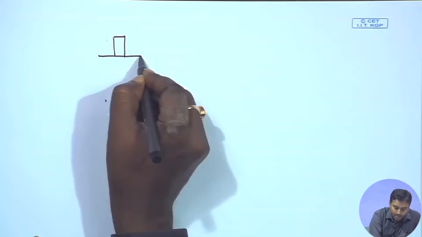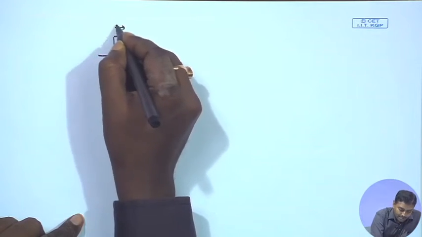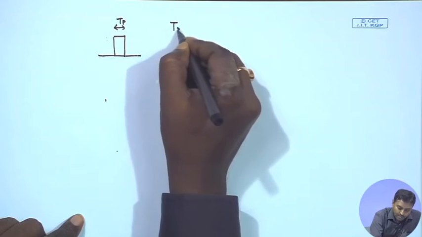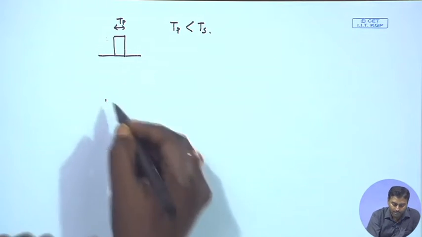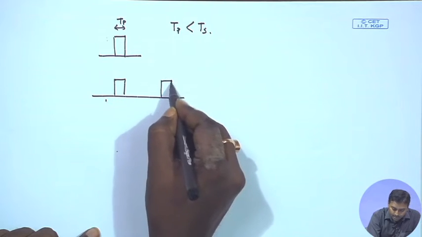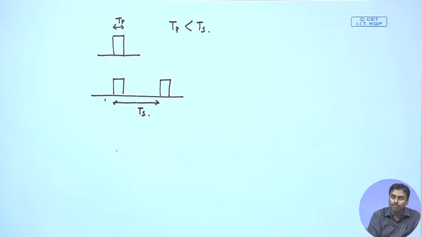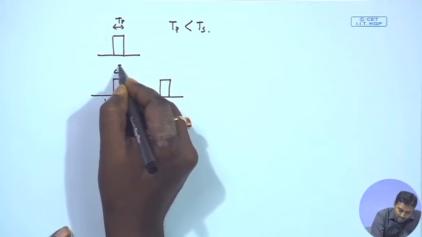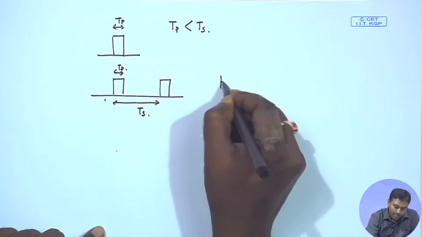So, let us try to employ these things for a practical scenario. Of course, I cannot generate an impulse, but I can always generate a pulse of finite duration. Let us say the duration of this pulse is T p, where of course T p must be less than T s. Whenever I construct a pulse train, this is the pulse and this is the next pulse. Between these two pulses the difference is T s, which is the sampling interval, and this is T p.